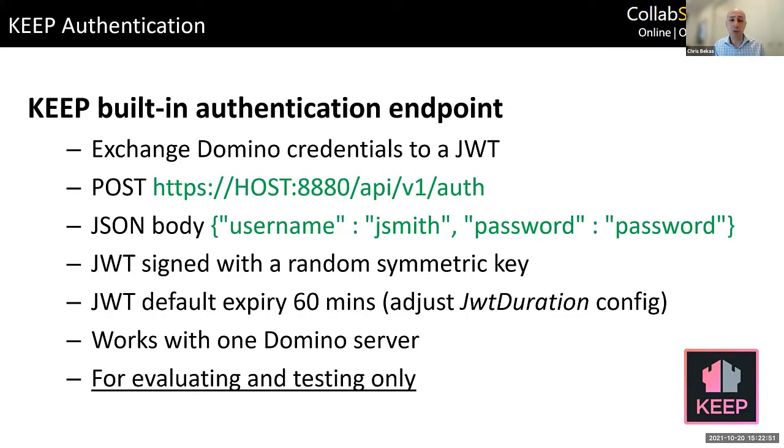You send your username and your password in JSON format, and if you're authenticated with Keep and with Domino, then Keep will send back a JWT, which is then signed with a random symmetric key, and by default it will expire in 60 minutes or so, but those settings can be adjusted.